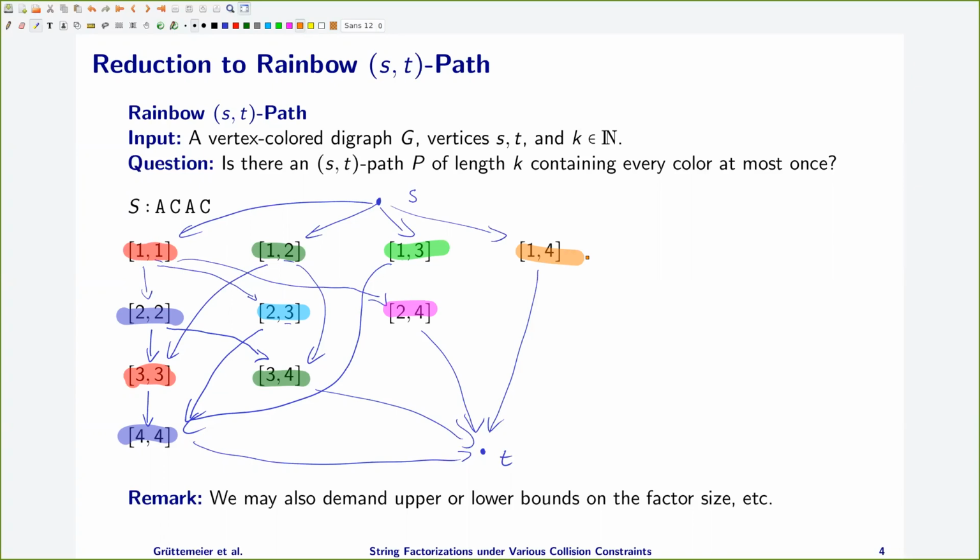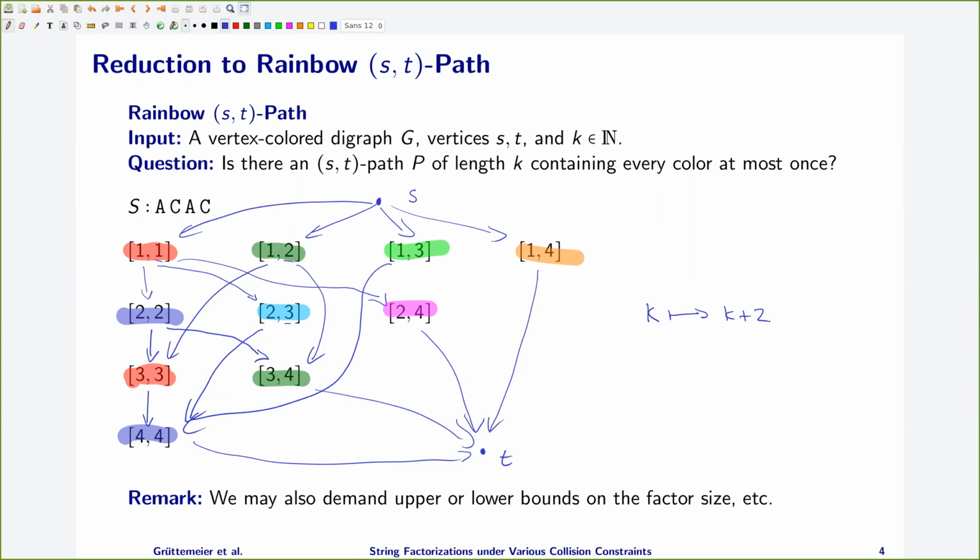So that's the coloring, and now we have that a factorization corresponds to a path from S to T, and if the factorization has k factors, then this will become a path of length k plus 2 in the graph. Okay, so this is the whole reduction.